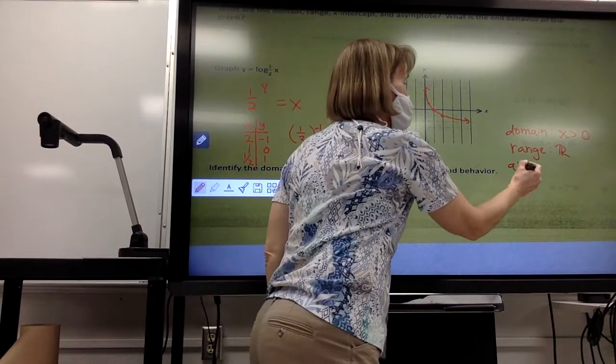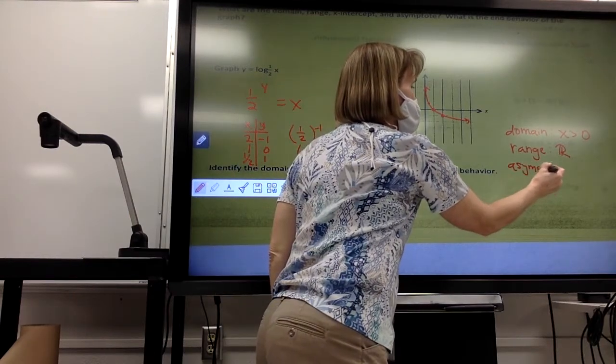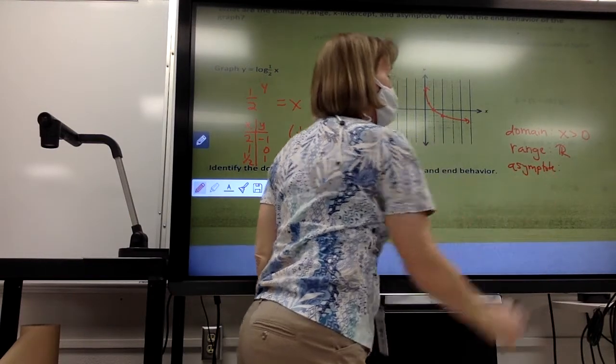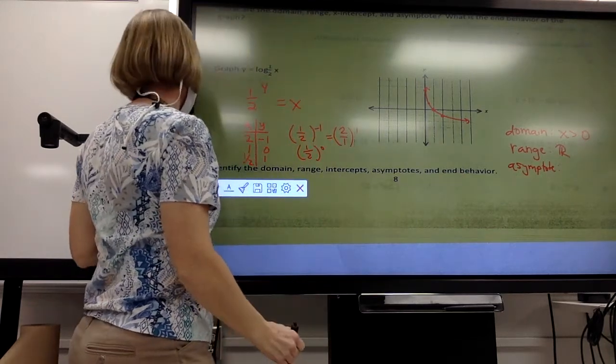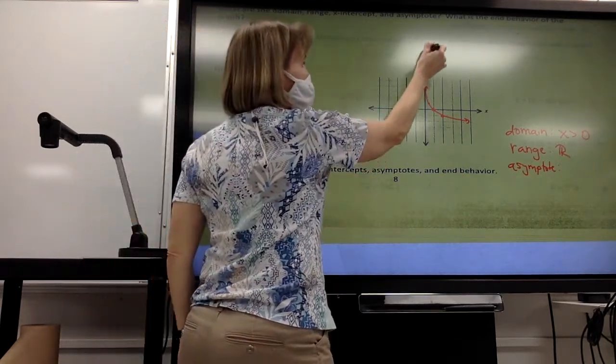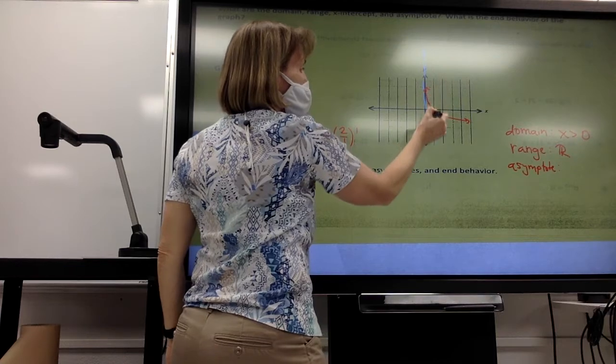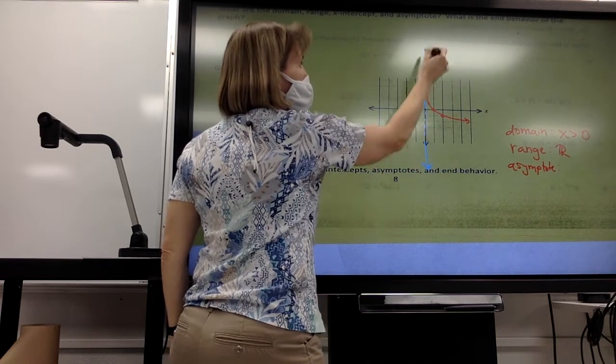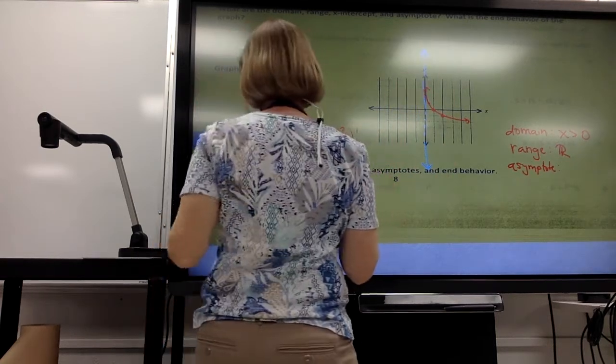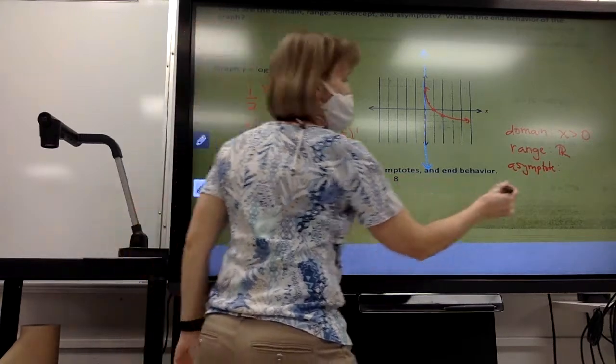And where is the asymptote? Okay, the asymptote is running right here. That's a vertical line, so you got to say x equals 0.